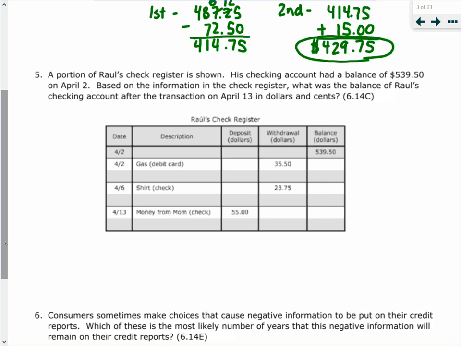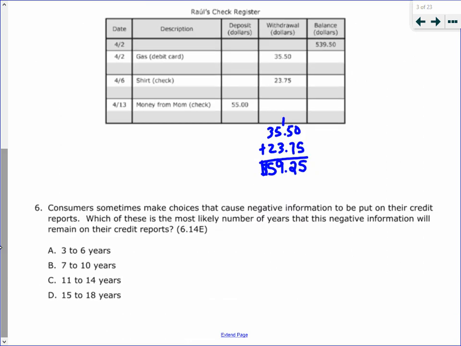So we have $35.50 plus $23.75. So the total withdrawals is $59.25. Our total deposits is $55. We have more withdrawals than deposits. So I'm going to show you another way to do this. Well, I guess I won't confuse you guys. I'll just go ahead and do it this way.